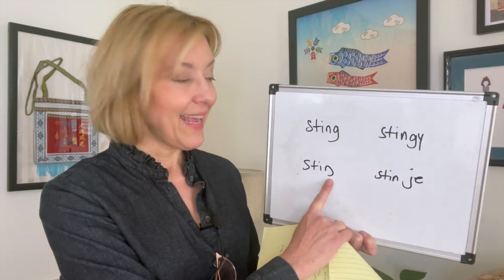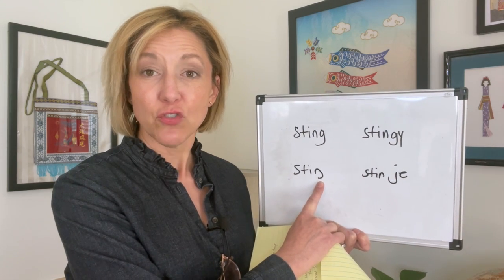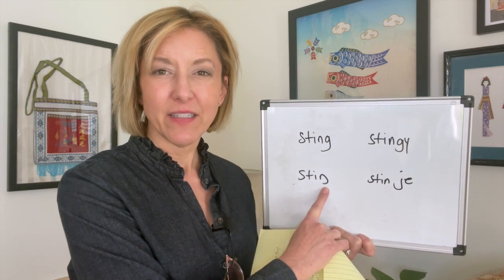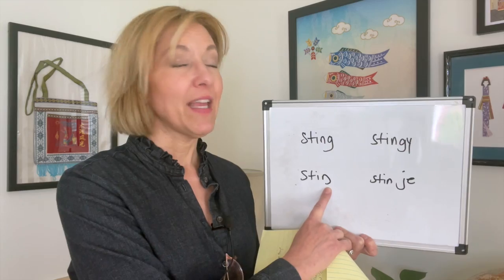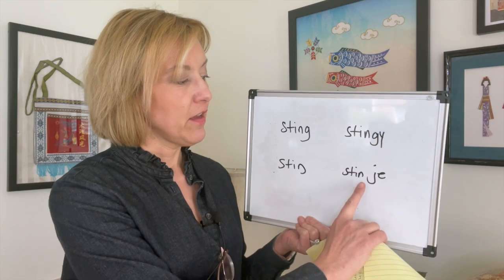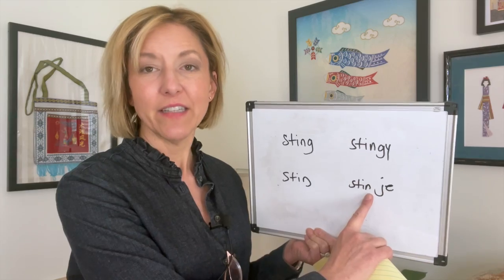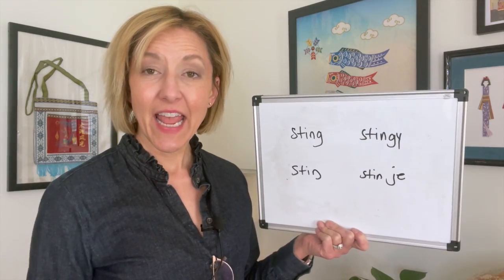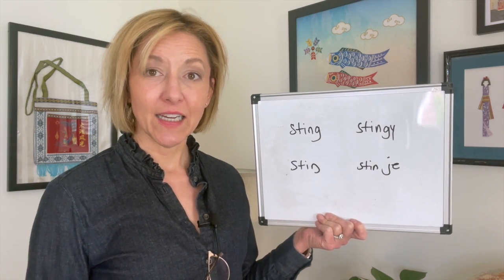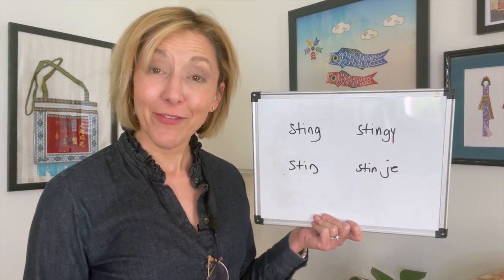Difference number two, in sting, this is the symbol for the NG sound. That's two letters written with one sound. To say that sound, the tip of your tongue is low in your mouth. It's not touching your top teeth. Your tongue is touching the top teeth for that N sound here in stin. So for the N, touch the top teeth, stin. And for the NG, touch the bottom teeth. You don't really have to touch the bottom teeth for that NG. It just needs to be in the bottom of your mouth.